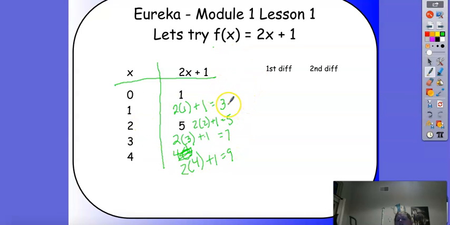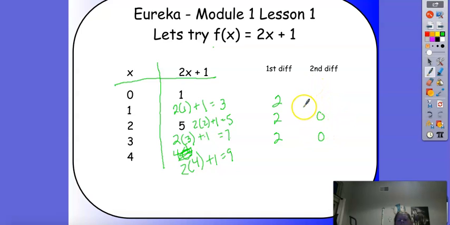Let's do the first difference. These are all a difference of 1. So I'm going to say, okay, 3 minus 1, the difference is 2. Let's see, 7 minus 5, the difference is 2. 9 minus 7, the difference is 2. What's the second difference? What's the difference between 2 and 2? These are 0. There's no difference between this column here, so the second difference is 0.